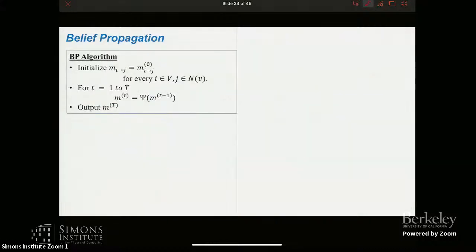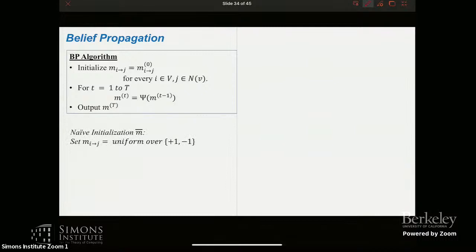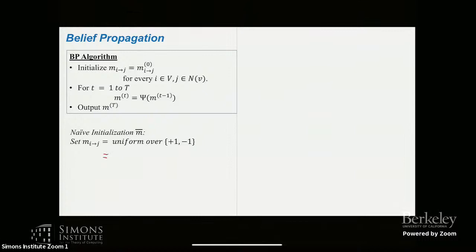Okay, all right, so now let's go back to the algorithm. Let's look at BP again. The one thing we left out was, what is the initialization? How do I initialize these messages? In all of the Bayesian CSPs that I described, there is a notion of a naive initialization, which for stochastic block model corresponds to saying every marginal is with half probability +1 and half probability -1. This is the natural initialization.